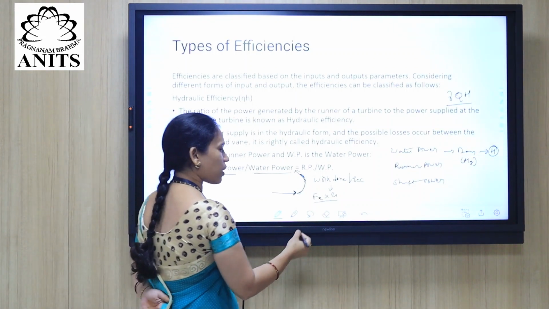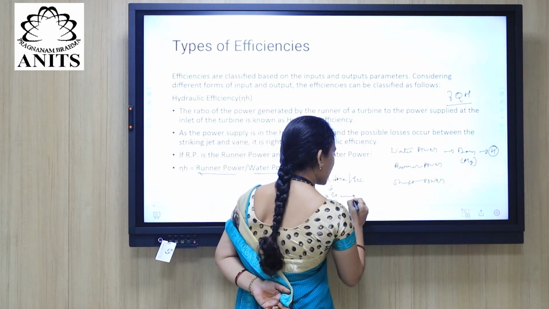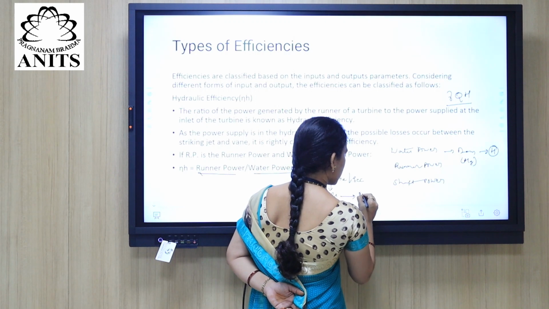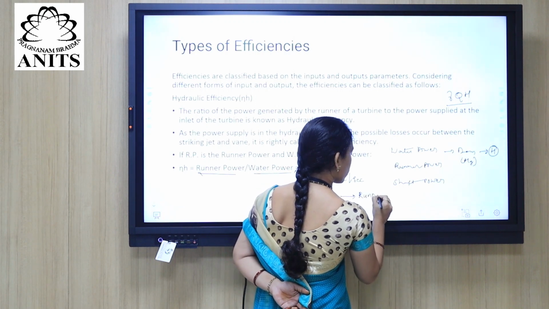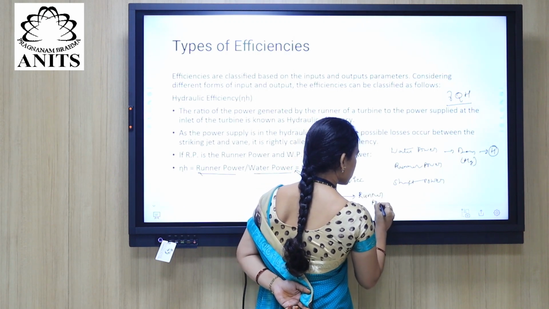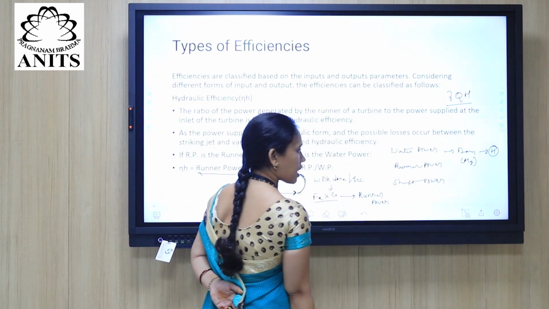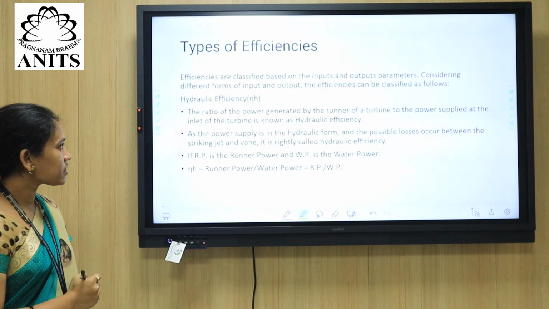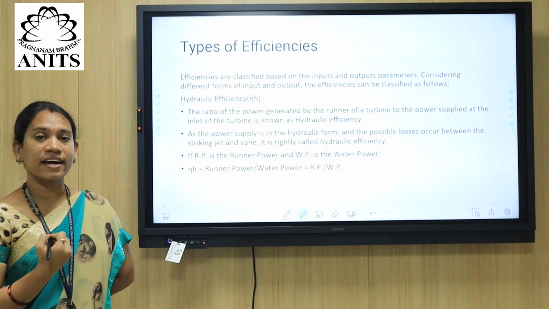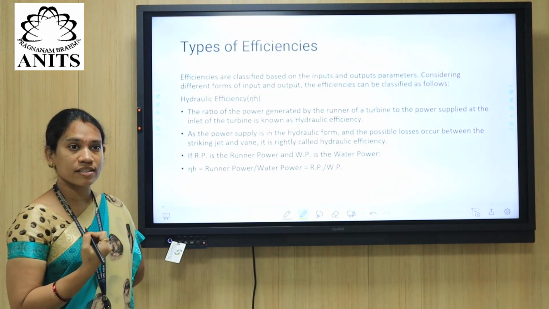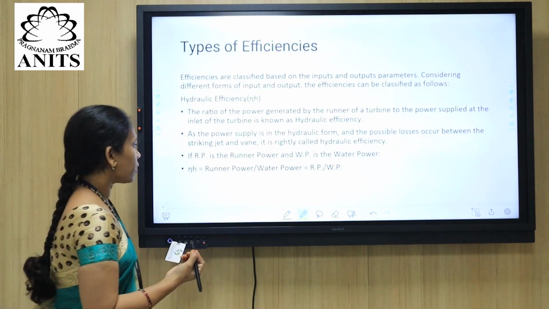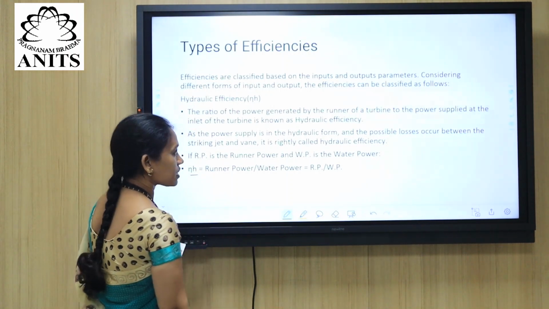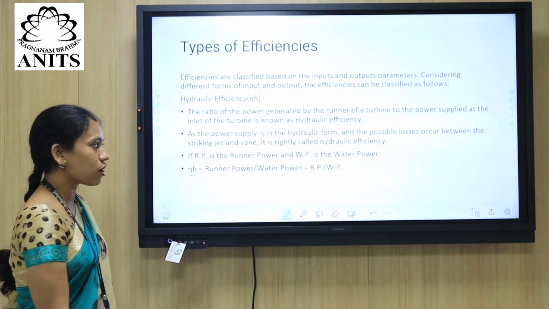Whatever work done per second, whatever mechanical energy is developed, that is known as runner power. This is due to running of the turbine, so that is the reason it is referred to as runner power. And the last one is shaft power. Shaft power is the power which is available at the end of the runner that is connected to the shaft. Here we are discussing three types of efficiencies: hydraulic efficiency, mechanical efficiency, and overall efficiency.